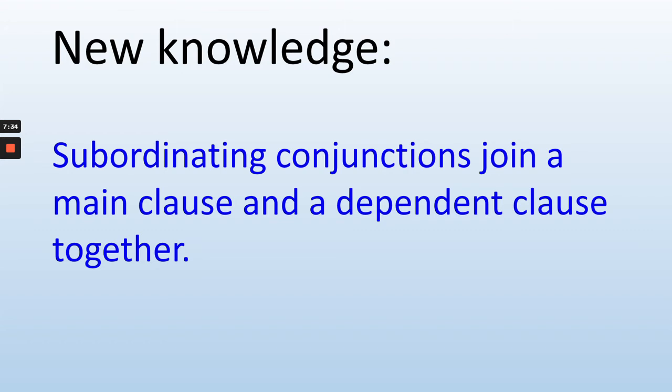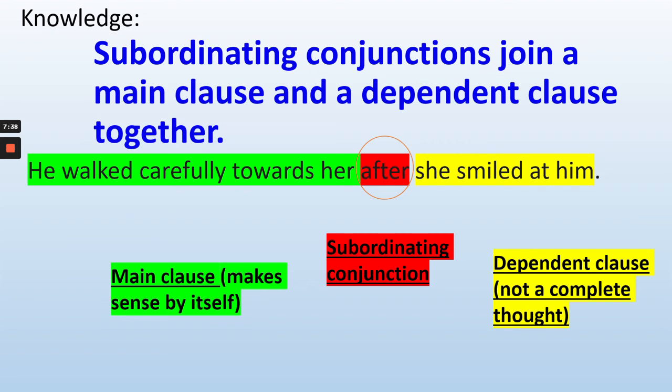Fantastic. Let's remind ourselves about subordinating conjunctions. He walked carefully towards her after she smiled at him. There's the main clause, he walked carefully towards her. Then the subordinating conjunction, the joining word, and then the dependent clause, she smiled at him. The subordinating conjunction joins the main clause and the dependent clause.